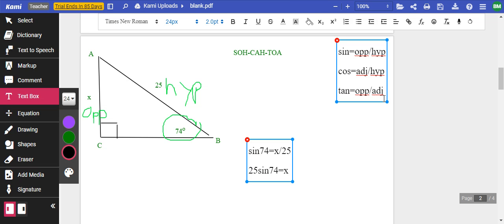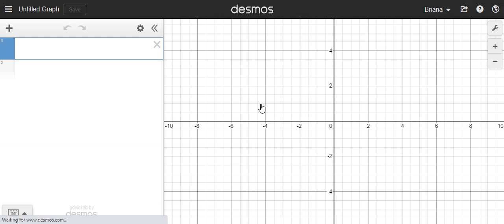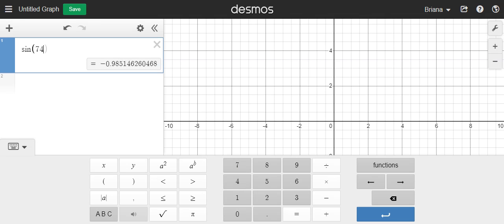Then I would just stick this into Desmos. And here, maybe we should just go to a Desmos page. You could do a graphing calculator or scientific, it doesn't matter. And I'm going to pull this up and I'm going to say, okay, I want sine of 74. And I can put that 25 right in front if I'm concerned about that. So I can say 25 right here. And it gives me my answer.